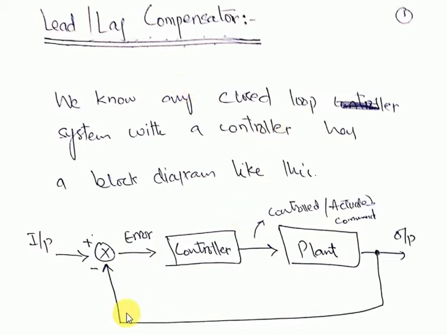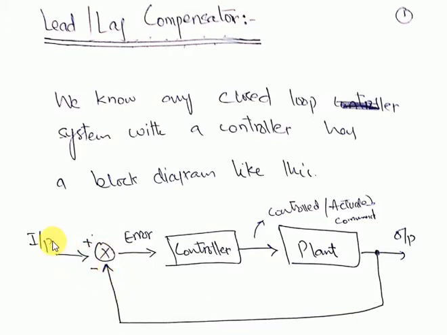Okay, students, we know this is the simplest block diagram, the closed loop block diagram of a system with a controller. This is the input, this is the system, or the plant, or the processor, the actuator, and after it gives the output, and from that output we are taking it back to our input side. This is actually the feedback.